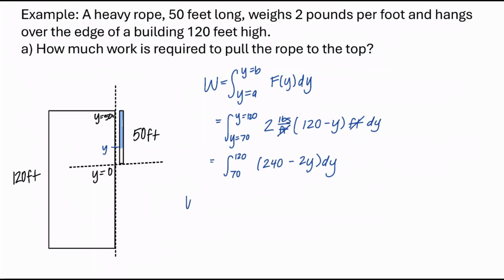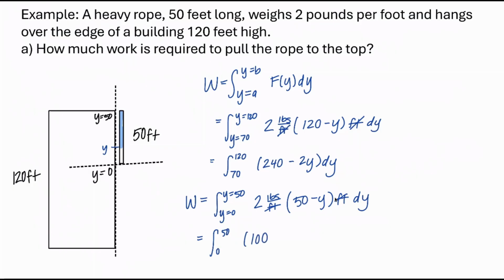So I also could set up that work is equal to the integral from y equals 0 to y equals 50. Still, we're going to have that 2 pounds per foot, but this time the distance traveled at y is going to be 50 minus y. So we're going to have 50 minus y feet dy. And again, feet are going to cancel. This time I'm going to have 2 times 50, which is 100, and then minus 2y. So I'm going to have the integral from 0 to 50 of 100 minus 2y dy.